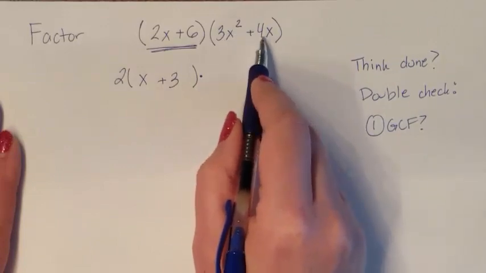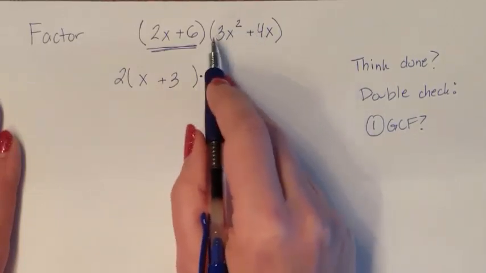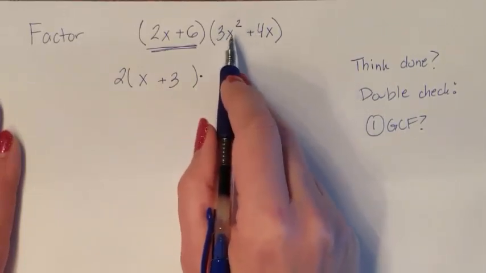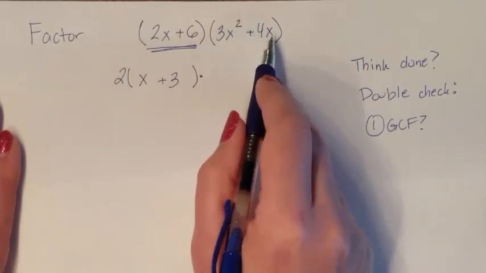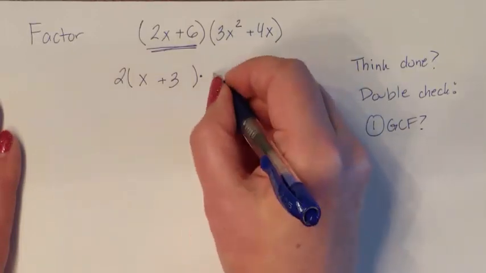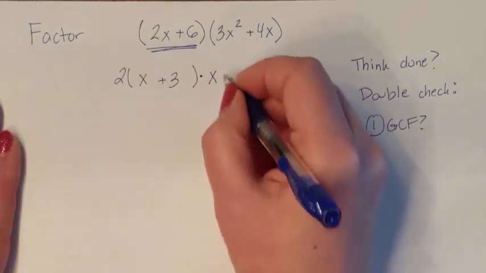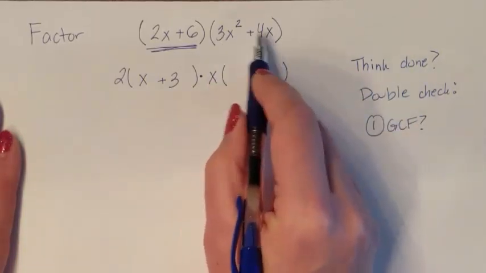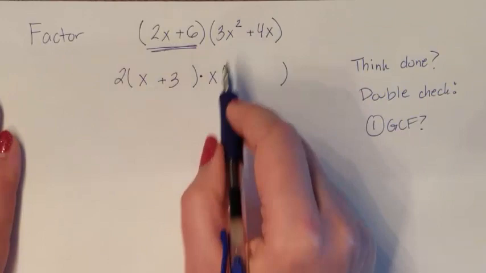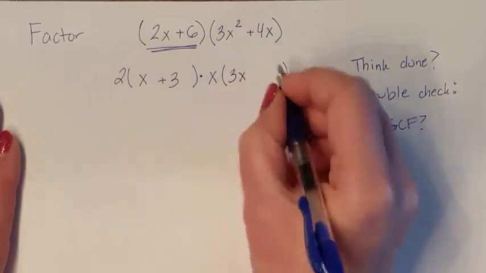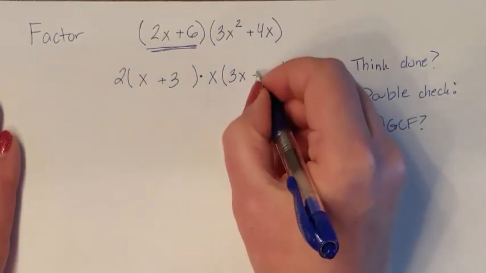Is there a GCF that they have in common? 3 and 4, I can't divide 3 and 4 by the same thing. But x squared and x, they do have a GCF. They each have an x in common, so that has a GCF of an x. So if I divided both of these by x, 3x squared divided by x is a 3x. 4x divided by x is a positive 4.